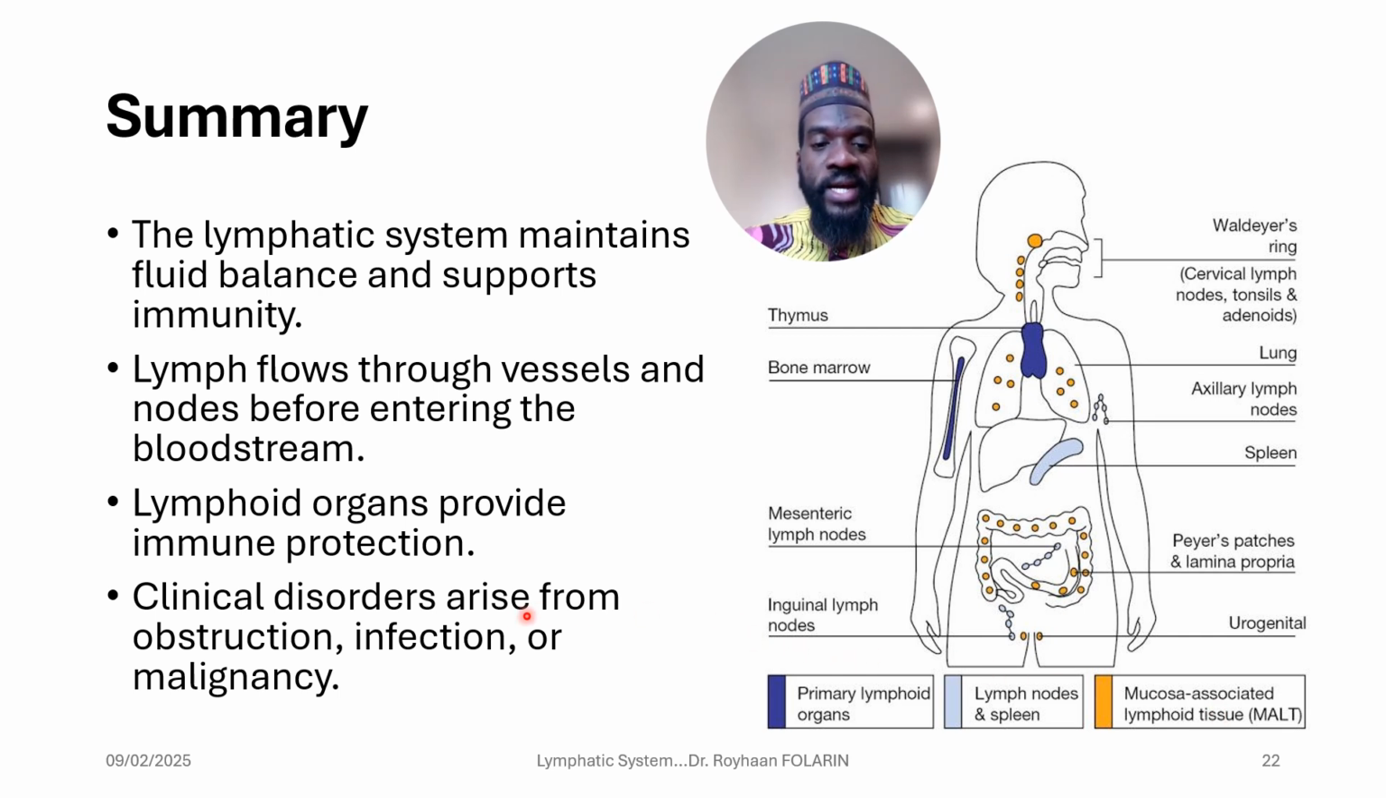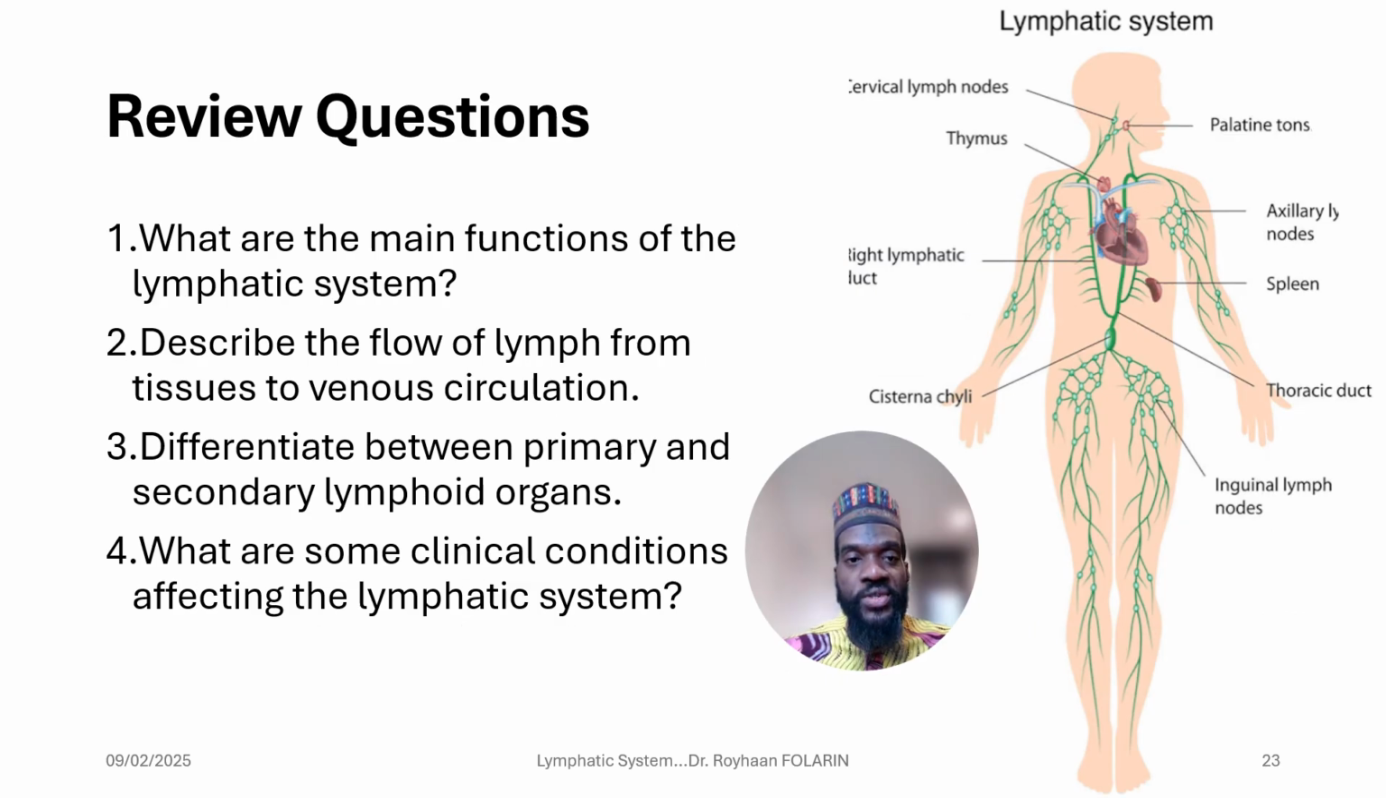We've also highlighted some clinical disorders that could arise from the obstruction, infection, or malignancy of the lymphoid tissue. So we agree that the lymphatic system is vital for maintaining fluid homeostasis and immune defense, and understanding its pathways and functions definitely helps in diagnosing and managing lymphatic disorders.